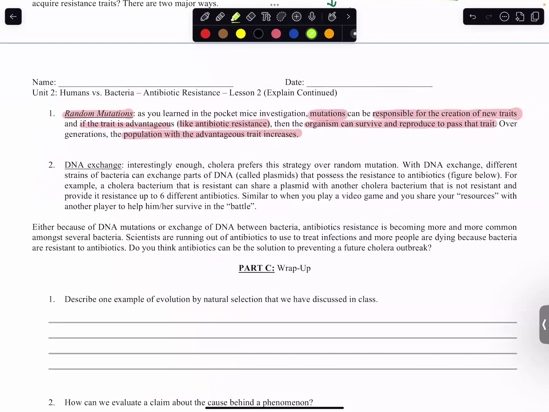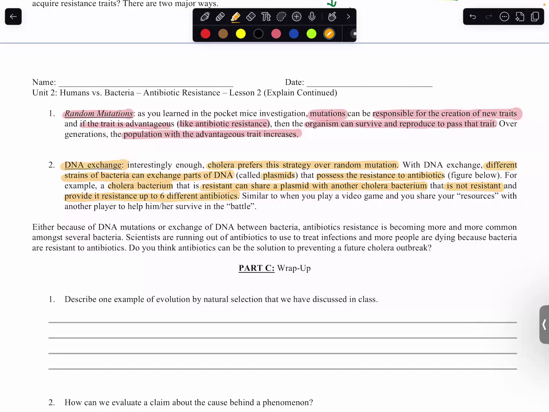And then the second way is a very interesting way, which is DNA exchange. Interestingly enough, cholera prefers this strategy over random mutations. Let's see why. With DNA exchange, different strains of bacteria can exchange parts of DNA, called plasmids, that possess the resistance to antibiotics. For example, a cholera bacterium that is resistant can share a plasmid with another cholera bacterium that is not resistant and provide it with resistance of up to 6 antibiotics.